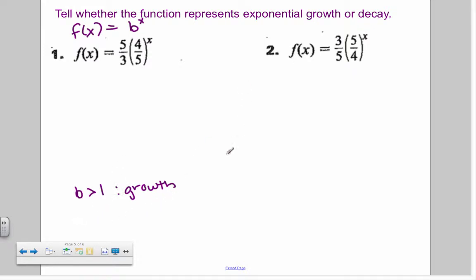Okay? If my b is between 0 and 1, I'm going to have decay, because if I multiply something that's between 0 and 1, that number is going to keep getting smaller. So let's take a look at what our b's are here. Here in this function, the number that's being taken to the power is 4/5. So my b is 4/5. Well, 4/5 is less than 1. So if I think about it being less than 1, then it must be decay.